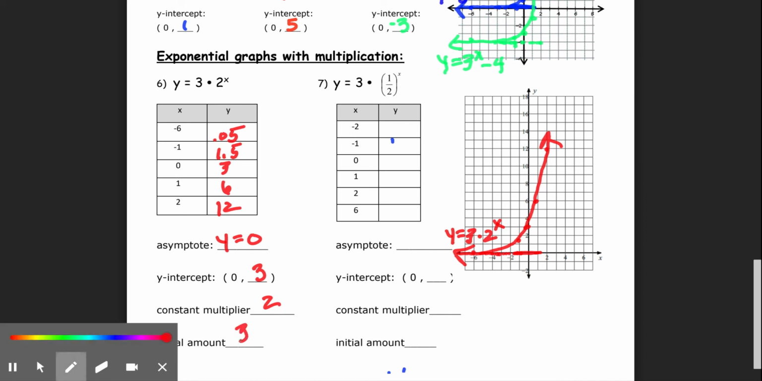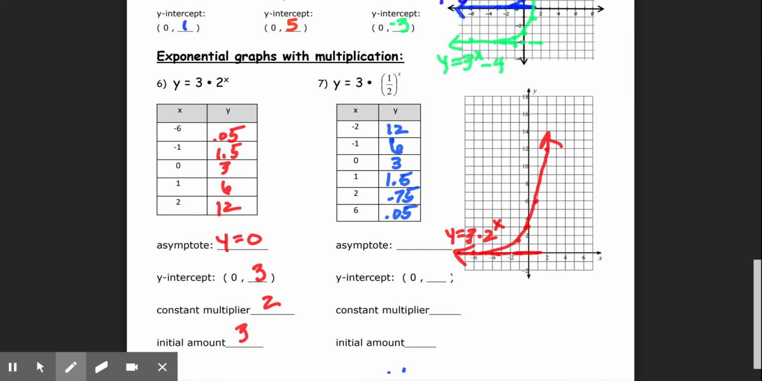All righty. So let's take a look at this next one. You have 3 times 1/2 to the x. Since your constant multiplier is less than 1, this is going to be a decay. So it's going to go the other way. When x is negative 2, y is 12. When it's negative 1, it's 6, 0, 3, 1, and 1.5, 2, and 0.75, and 6 is 0.05.